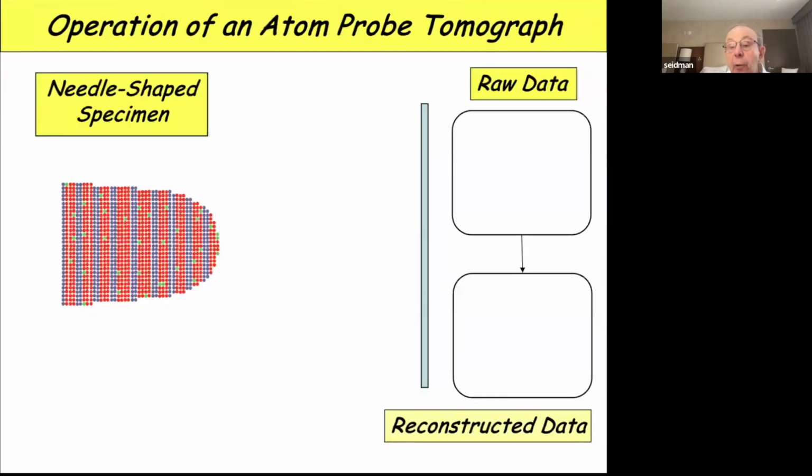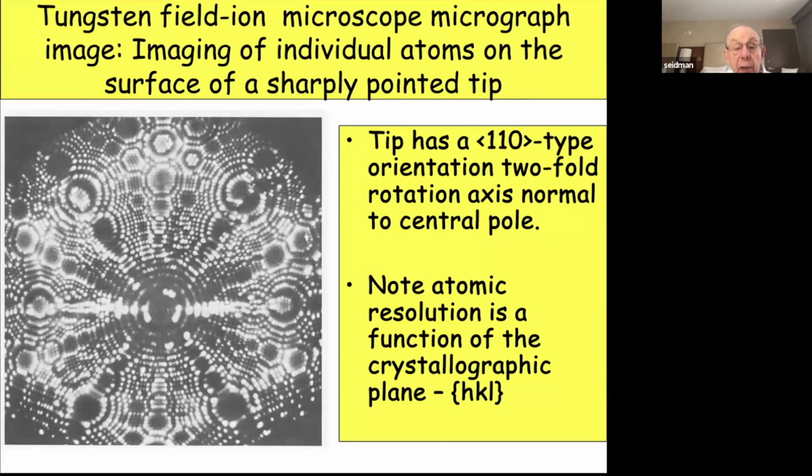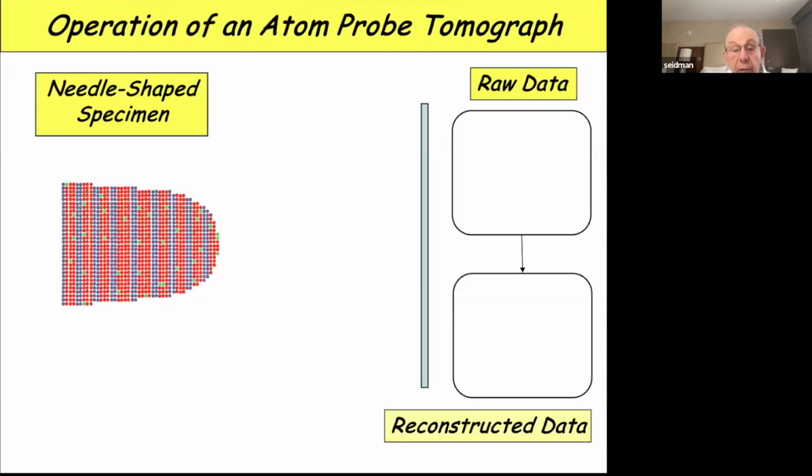Okay, so here's how it works. Here is a tip, and you can see atomic planes here, and the planes alternate between blue atoms and red atoms, and then you see some green atoms. So you can consider those green atoms to be impurity atoms. And now you dissect the tip. I'm going to dissect it, and you see atoms fly off the tip, and they're collected on a screen.